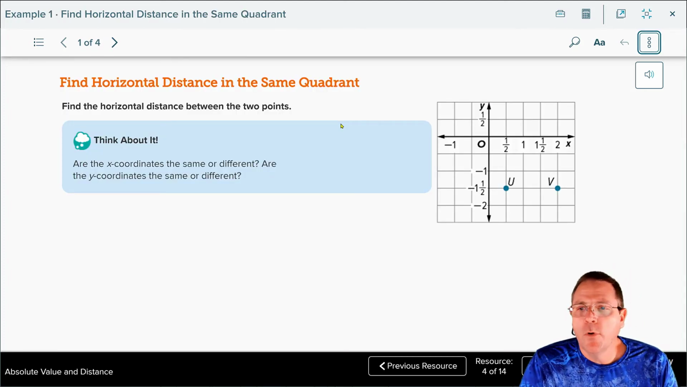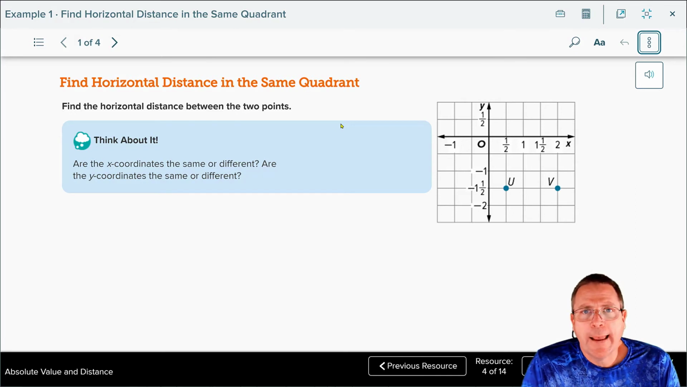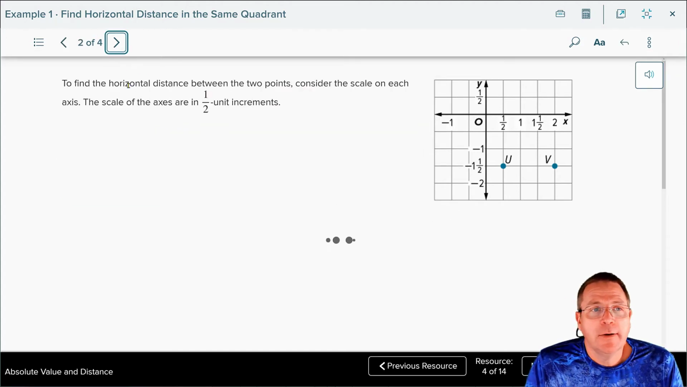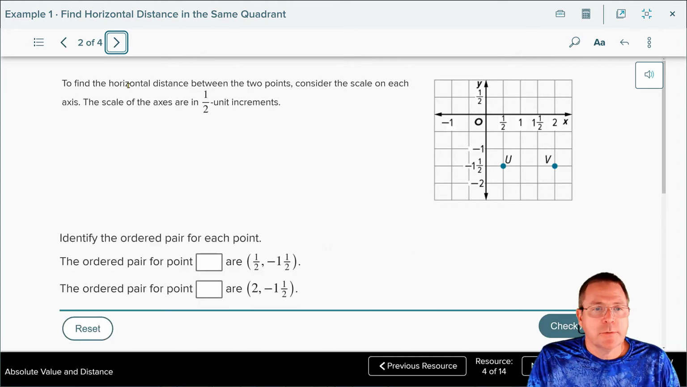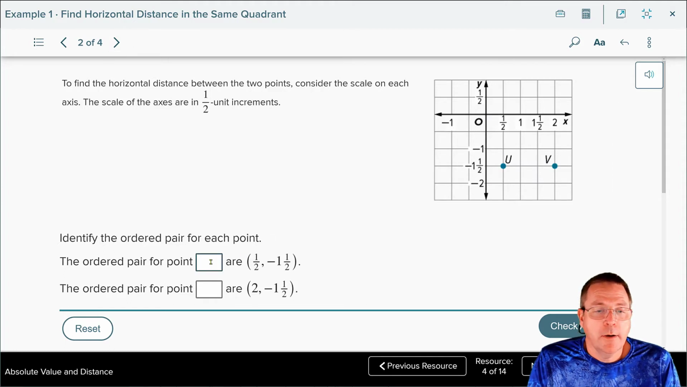Here they've got 2 points, U and V, and both points are located in the same quadrant. So are we going to add or are we going to subtract? We're going to subtract. If they're both in the same quadrant, we're going to subtract. Next thing we're going to do is identify their locations using ordered pairs. So going to my first one, I'm going to run 1/2, I'm going to fly -1 1/2. So (1/2, -1 1/2) is going to be point U.